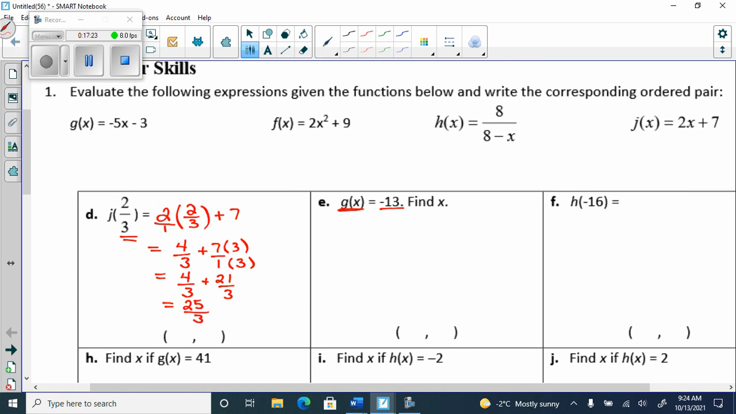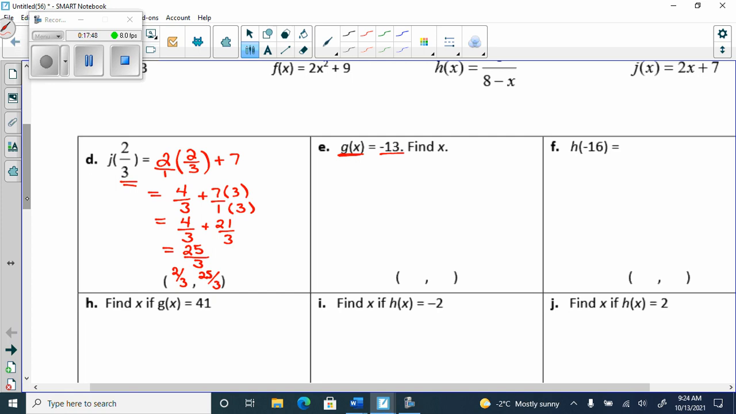So function notation, that's all this is. This is a function notation for telling me 2/3 and 25 over 3, which we did in polynomials already, right? This is nothing new. 2/3, 25 over 3. Because we did polynomials first, this is way easier. We're literally going to look at E next. I don't know why it starts at D, but you're welcome.